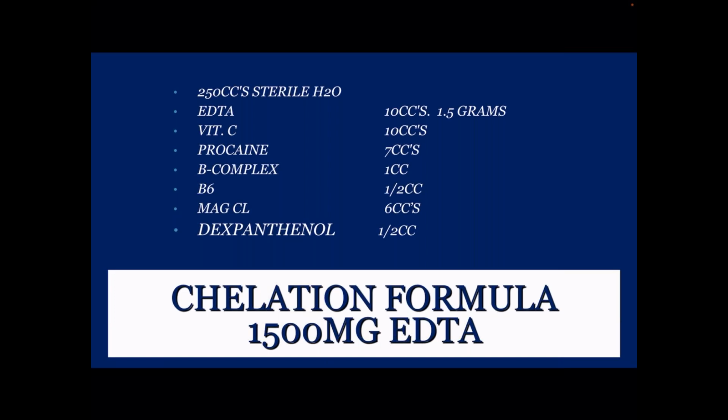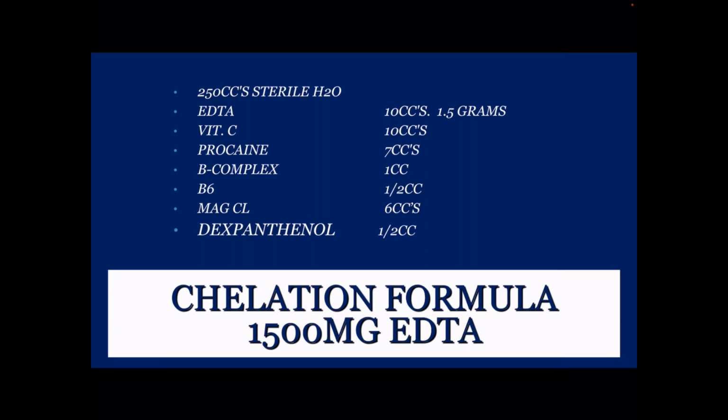Vitamin C, you're using 10 cc's. Vitamin C comes as 500 milligrams per cc, so that's 5,000 milligrams. Procaine hydrochloride, 7 cc's, unless someone's allergic to an ester. There are a few people that are allergic to the esters, as you recall. The local anesthetics are broken into 2 categories, an ester and an amide. Some people are allergic to the esters, but I gave you the benefit of having it in there before.